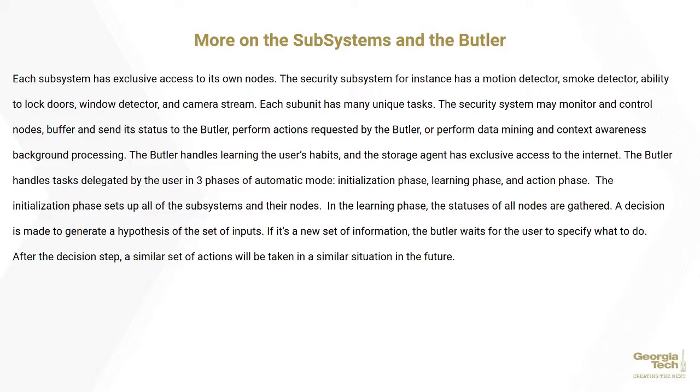The butler handles tasks delegated by the user in 3 phases of automatic mode: initialization phase, learning phase, and action phase. The initialization phase sets up all of the subsystems and their nodes. In the learning phase, the statuses of all nodes are gathered. A decision is made to generate a hypothesis of the set of inputs. If it's a new set of information, the butler waits for the user to specify what to do. After the decision step, a similar set of actions will be taken in a similar situation in the future, with a sort of machine learning emphasis here.